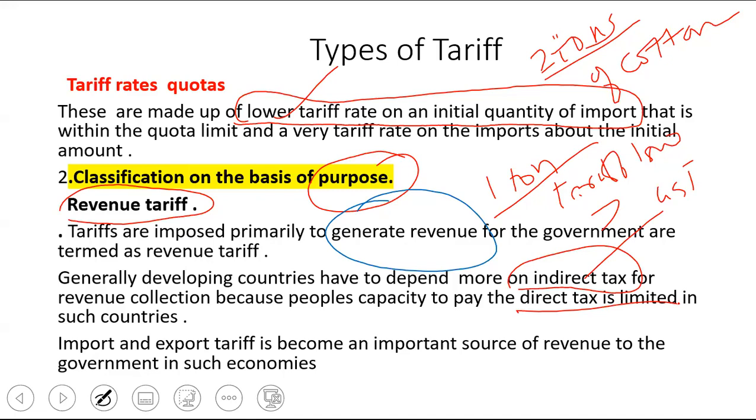Import and export tariff has become an important source of revenue to the government in such economy. So when the tax revenue is low, in that country the government's revenue is the tariff. That means when you are importing the goods, you will have to pay the custom duty. So that becomes revenue to the government. In certain cases when we are exporting also we impose the tariff. So both export and import tariff becomes income to the government.